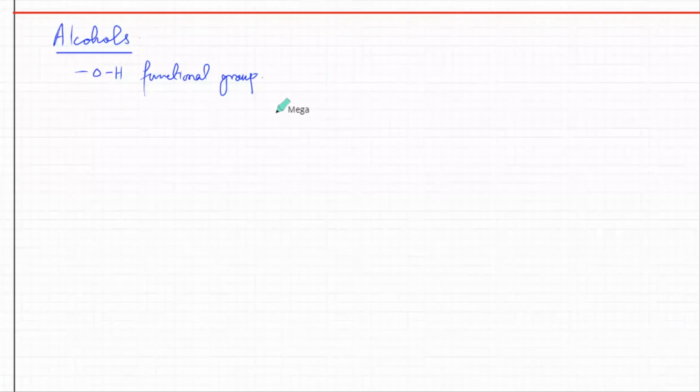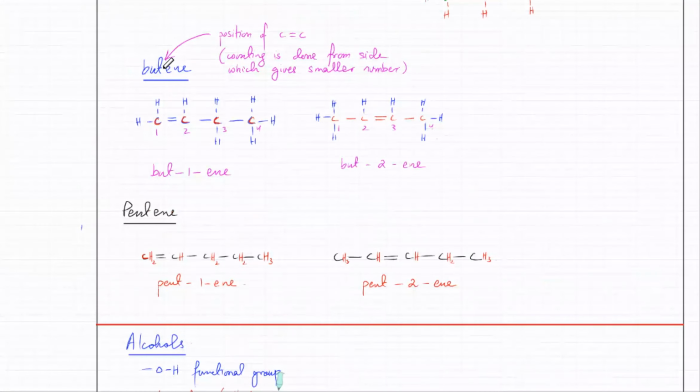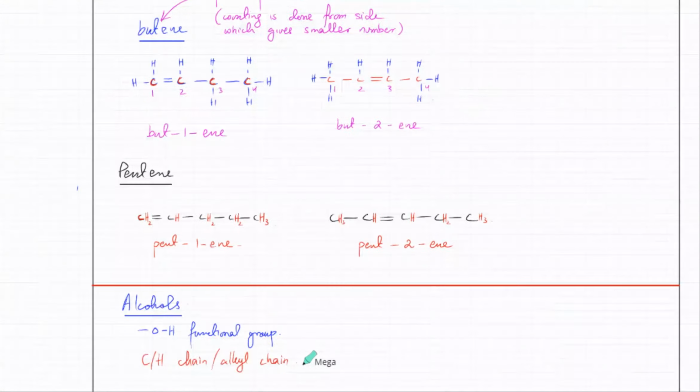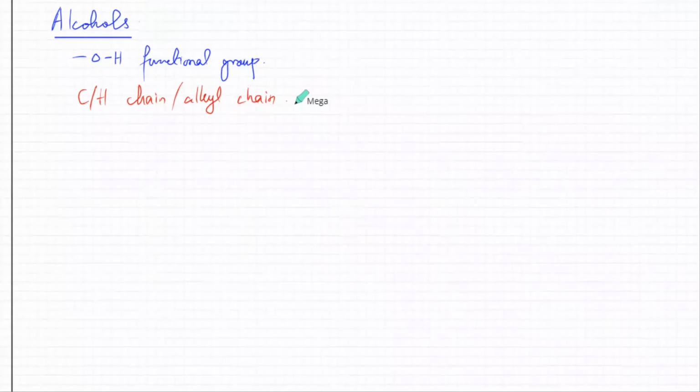And obviously there's going to be a carbon chain attached to an OH functional group. So all organic molecules have this backbone. They've got this carbon hydrogen chain, which is known as the alkyl chain. So whenever you see an organic molecule, you'll see lots of carbon atoms, lots of hydrogen atoms. That's your alkyl chain. So every alcohol is going to have this OH functional group.